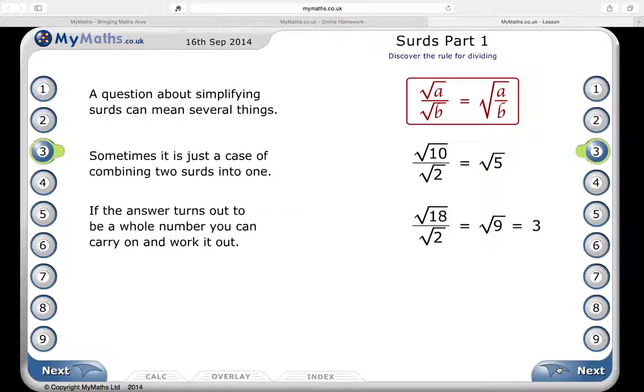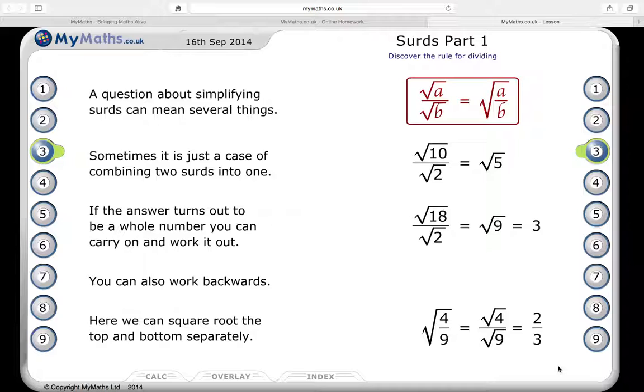If the answer turns out to be a whole number, you can carry on and work it out. So root 18 divided by root 2 is root 18 over 2, which is equal to root 9, which is also equal to 3. Normally, if root 9 was an actual surd, you would leave it at root 9, but because root 9 can be simplified to a whole number, we have to work out root 9, which is equal to 3. Again, you can also work backwards. Here we can square root the top and the bottom separately. So root 4 over 9 is equal to root 4 divided by root 9, which is equal to 2 over 3. Hope you understood that.